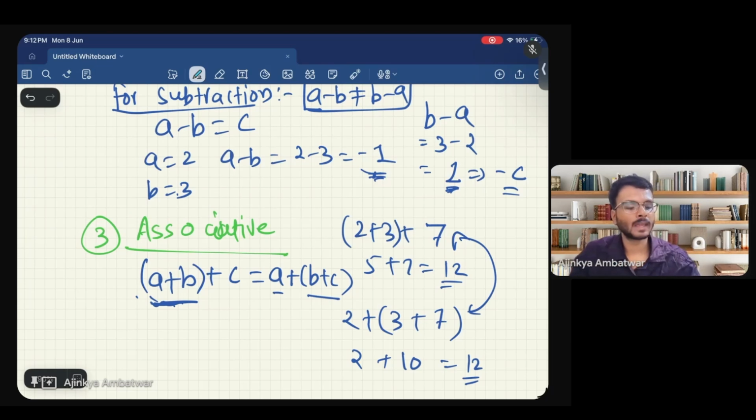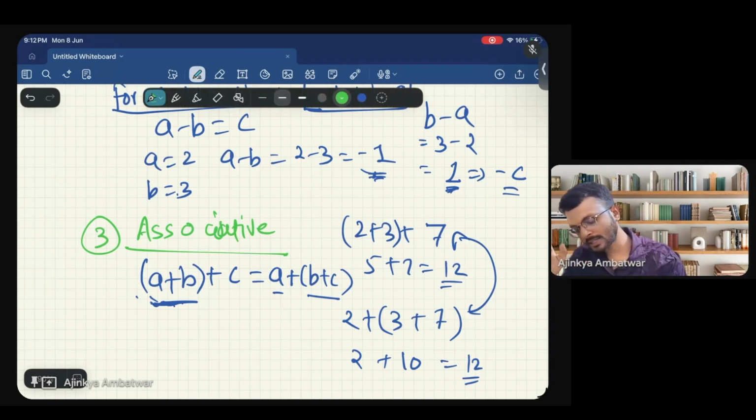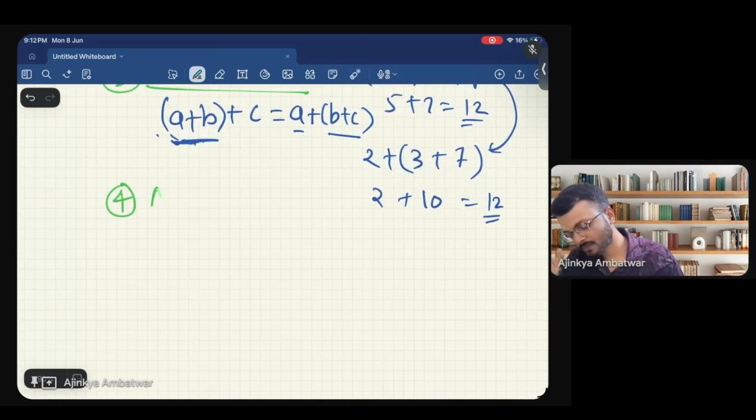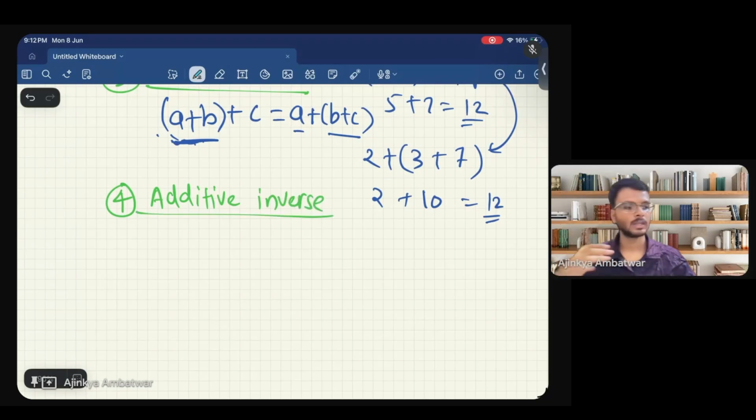Clear hai? Are we clear on associative and commutative? Is there any issue so far? All good, right? Now, next thing तुम मुझे बताओ. Do you know what additive inverse is? What is additive inverse? Do you know additive inverse?